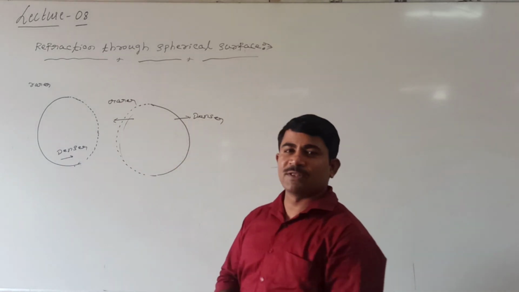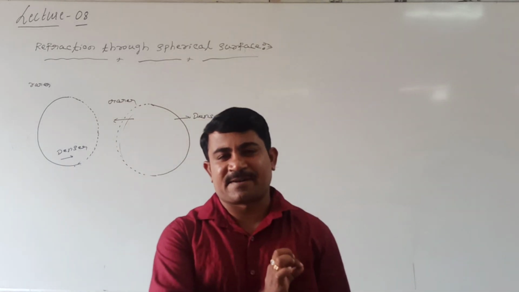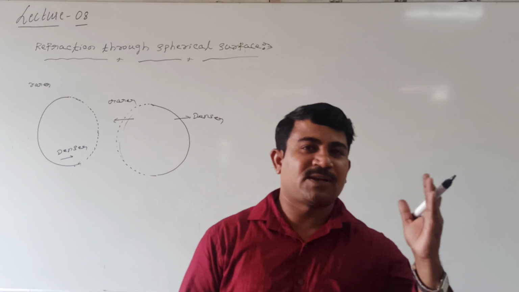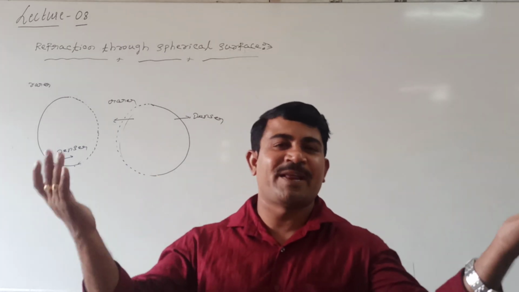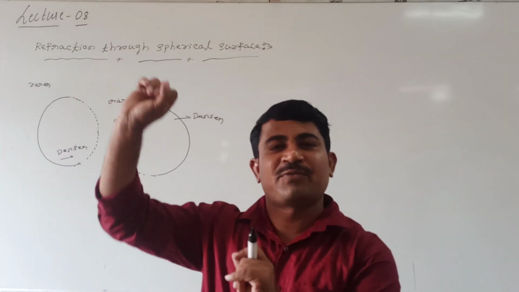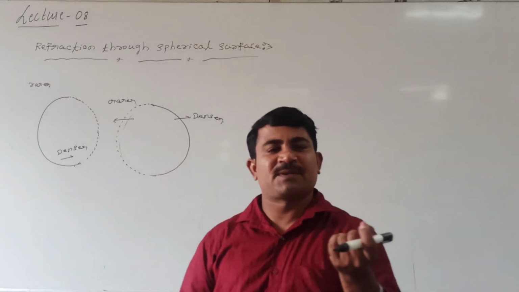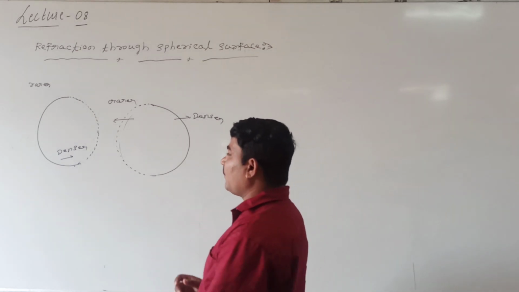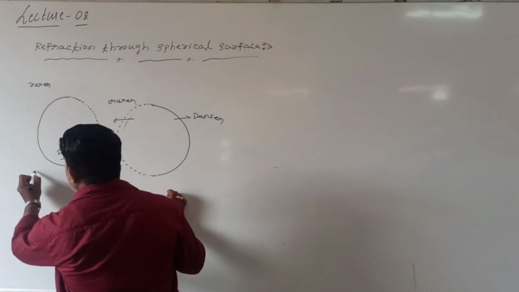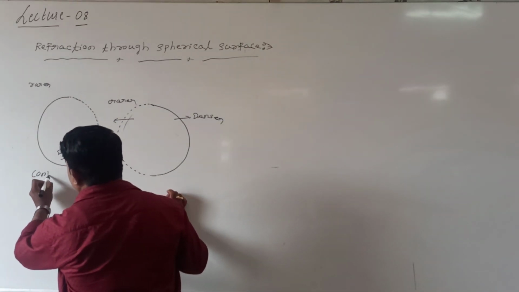We know the meaning of denser and rarer. The medium which has a low refractive index is called rarer medium, and the medium which has a high refractive index is called denser medium. See here, I said two types of spherical refracting surface are available. One I can call convex spherical refracting surface.